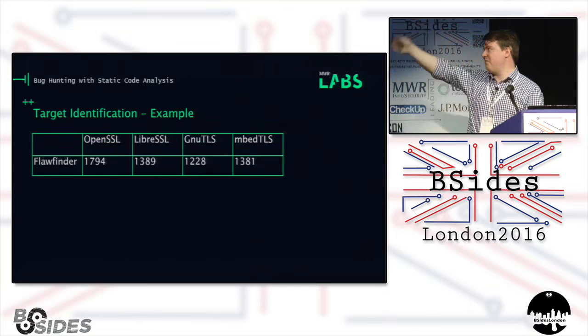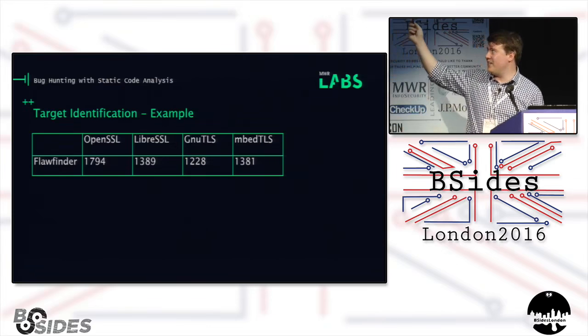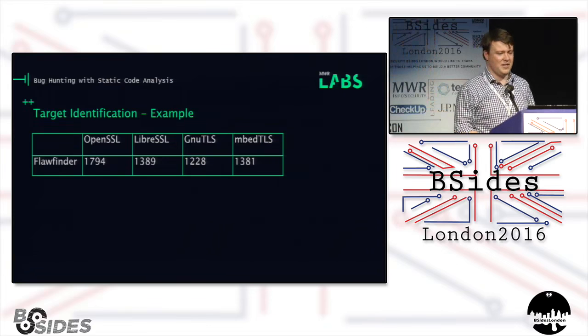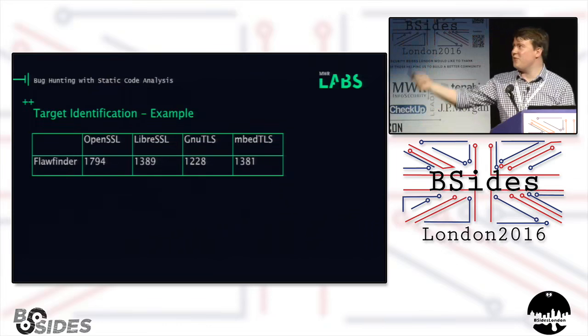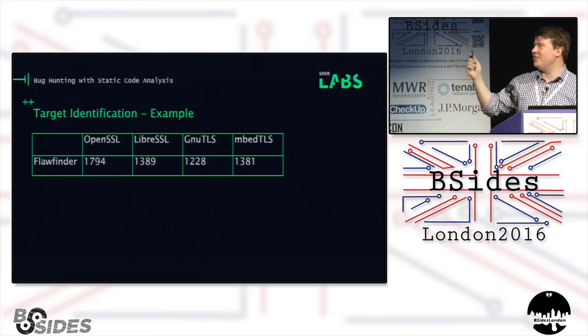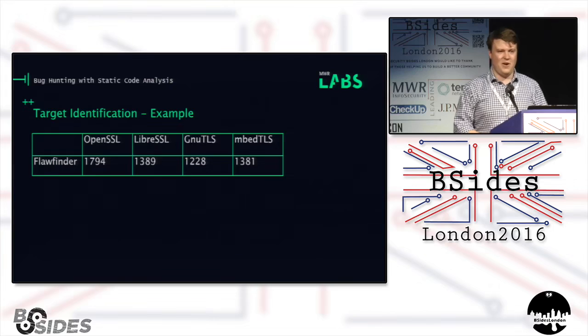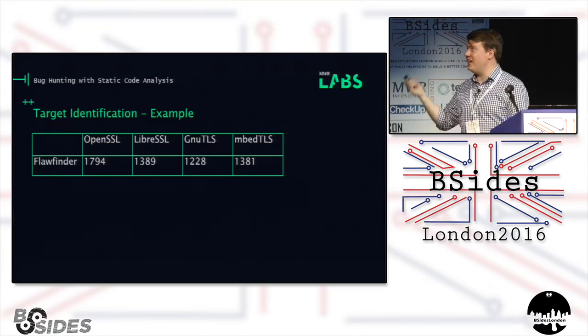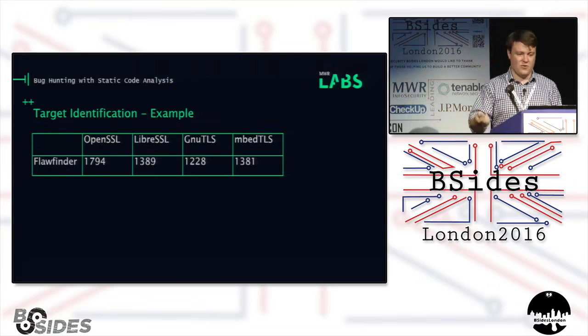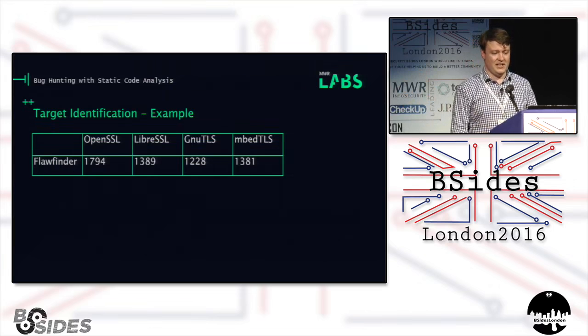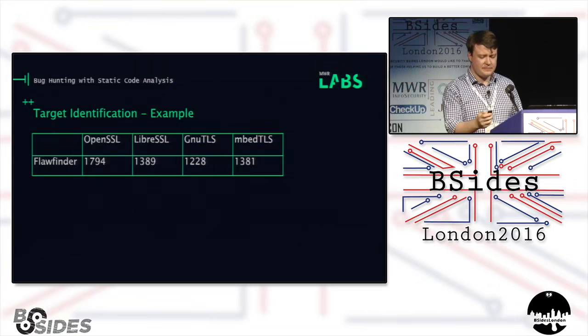I ran this across 4 different SSL libraries. Embed TLS is Polar SSL's new name in case anyone wasn't aware of that. But you can see from that quite quickly that OpenSSL would make by far the most sense to go after, given that it's got half as many alerts again as any of the other libraries. There's a reason that people are finding Heartbleed and things in it, and it's been spun off as LibreSSL.